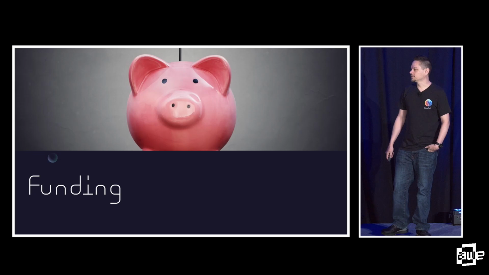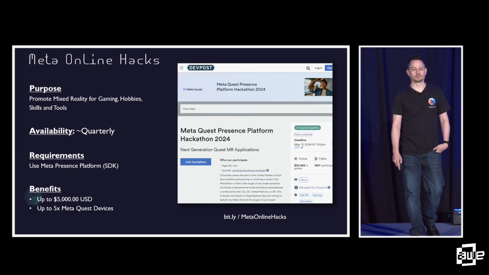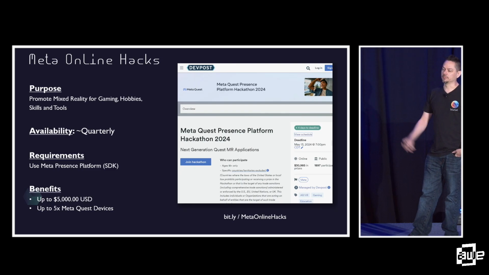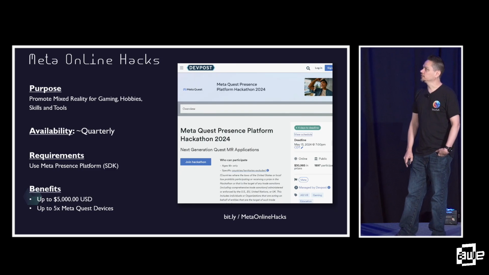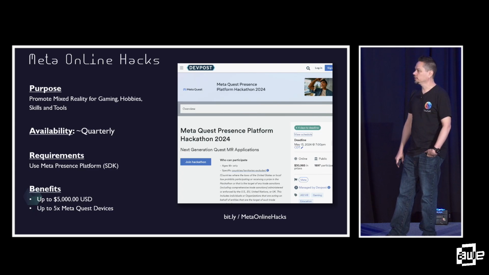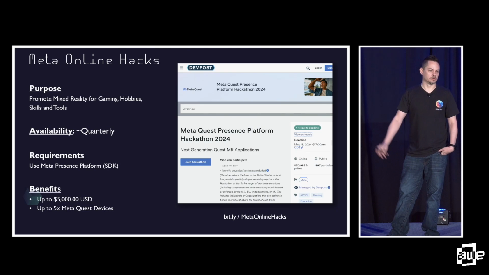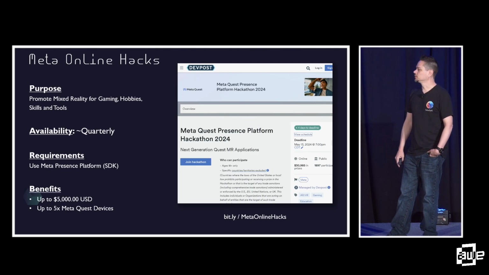So funding sources: the easiest, the lowest barrier of entry source for funding is the hackathons that Meta runs. They've run a couple this year, and they're going to run more. Their intention is to run these about quarterly, and you can win up to $5,000. You can also win devices for your team. So not huge funding, but these are fun little events that you can join with very low friction and win some prizes.